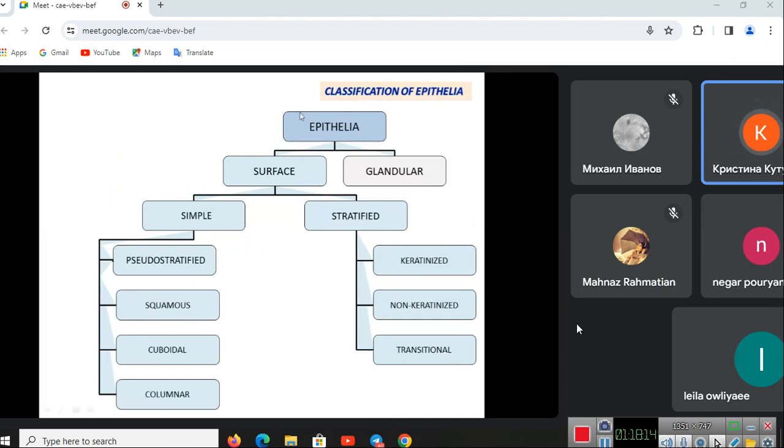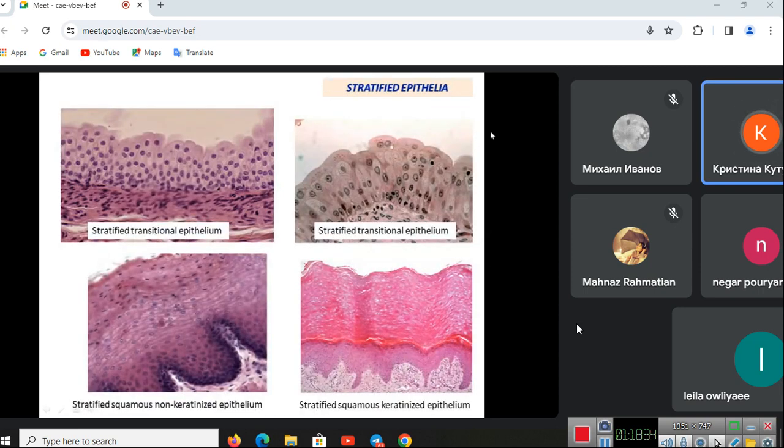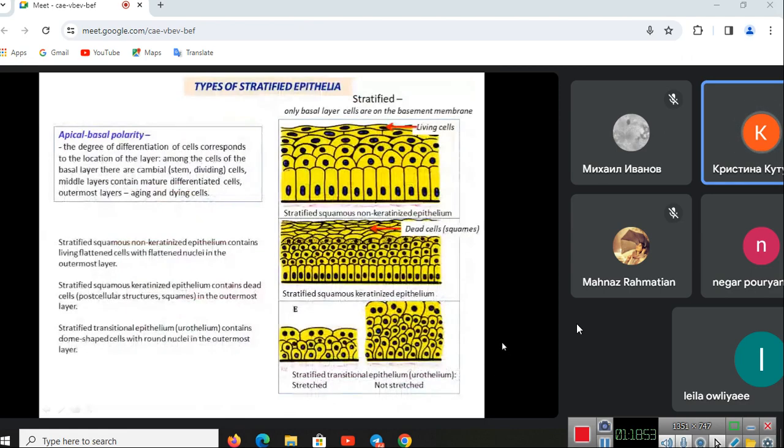So once again, epithelia are divided into surface and glandular. We discussed this part of this diagram, surface simple epithelia. And now we will discuss surface stratified epithelia and glandular epithelia. So stratified epithelia include transitional epithelium, which is shown here in two pictures in non-stretched and stretched state. Number 2 is stratified squamous non-keratinized and stratified squamous keratinized epithelium.